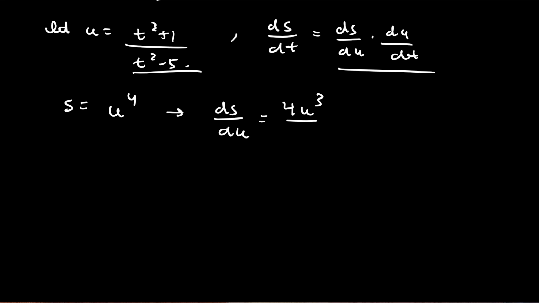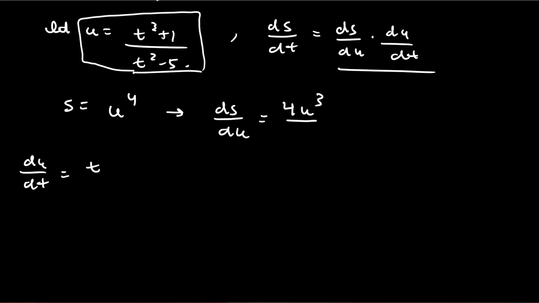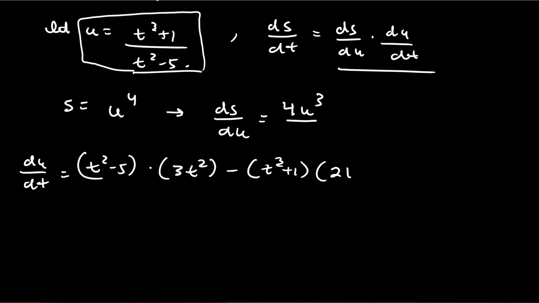And now du by dt, we need to take the derivative of this, right? Now this is a quotient, so we have to apply the quotient rule. Check out my previous video on how to do that using the quotient rule. So du by dt is going to be the bottom times the derivative of the top, which is just 3t squared, minus the top, which is t cubed plus 1, multiplied by the derivative of the bottom. The derivative of the bottom, t squared minus 5, is just 2t, all over the bottom squared.